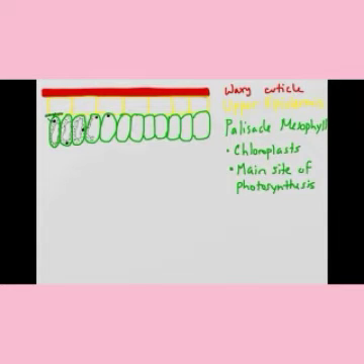This makes the third layer, the palisade mesophyll, the main site of photosynthesis in a leaf. Photons of light will shine down through the waxy cuticle and the upper epidermis, which are both mostly clear, and allow photosynthesis to take place in the chloroplasts of the palisade mesophyll.